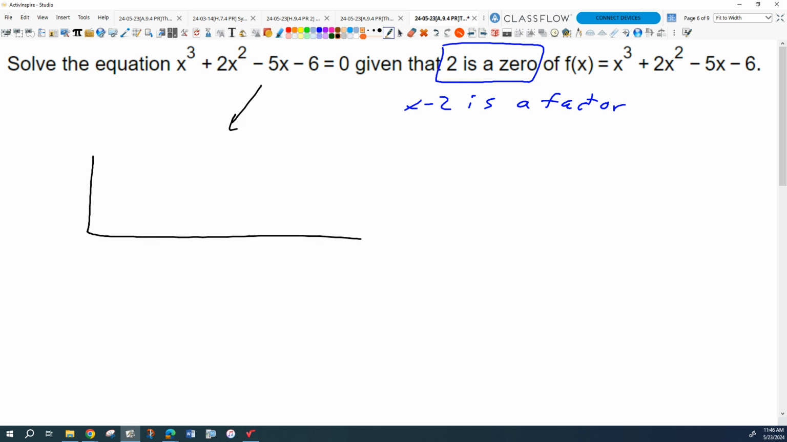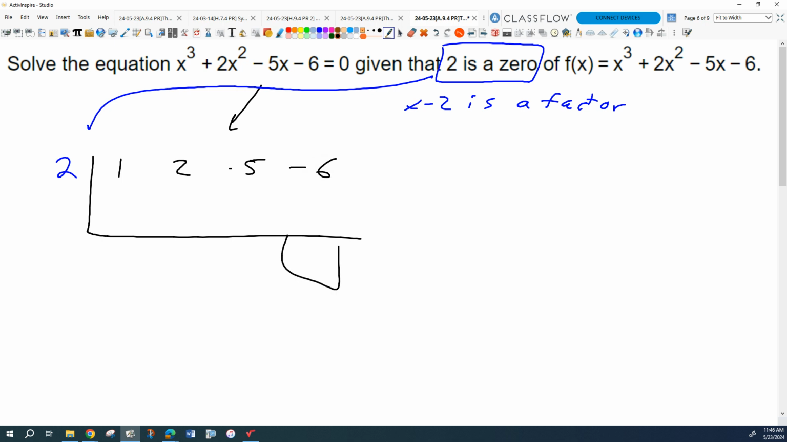Okay, so what number goes out front? 2, because that's my 0. What numbers go in the top row? 1, 2, -5, -6. What number is guaranteed to be in the remainder box? 0. How come? Because 2 is a 0 of the function, so it's going to have to give an output value of 0.